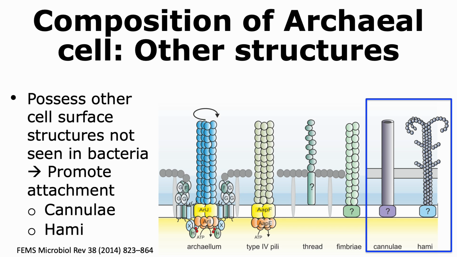In addition to fimbriae and pili, the archaeal cell shows the presence of other structures that are not seen in bacteria. These structures include the cannulae and the hami. The cannulae are rod-like structures, while the hamus is a hook-like structure, and both aid in promoting attachment of the cell to different types of substrates.